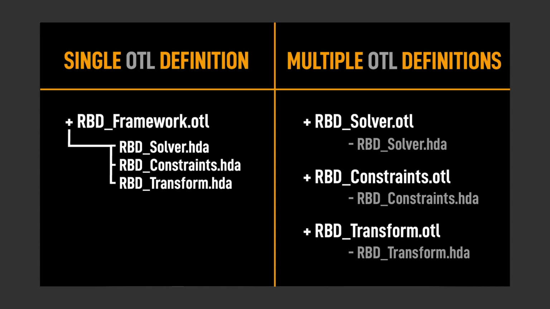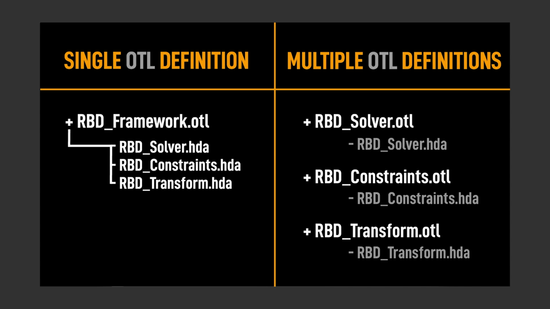But all those definitions are stored in one single OTL. While if you were using multiple definitions, you create one single OTL, which will be the RBD solver, and that OTL contains the one single definition, which in this case I call the same. And if at some point you needed to create an RBD constraints OTL, all you need to do is create another OTL that's going to store a definition that is called the same.